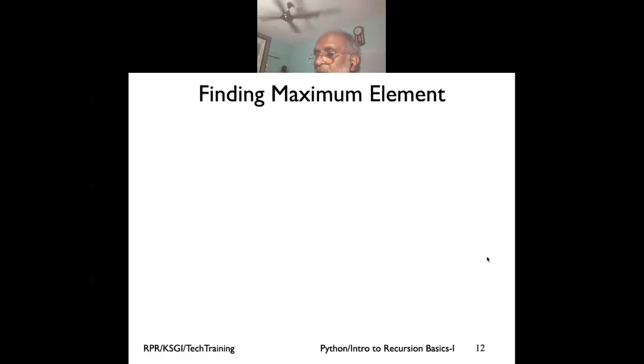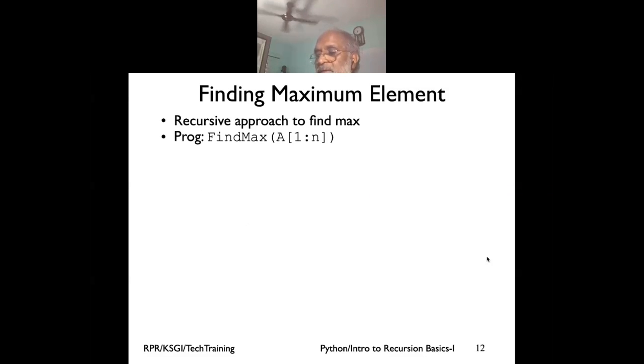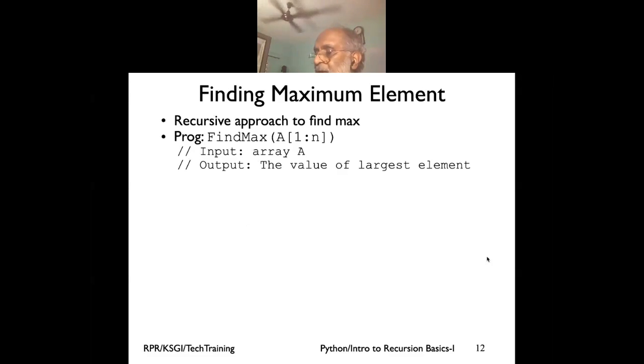Now let's look at another example. Finding a maximum element. Given an array, find the maximum element. Now how do I write the program? So input is an array, whatever it is. If my length of array is 1, if array is only one element, that's the maximum. That's the minimum as well. But if it is not 1, more than 1, then what should I do?